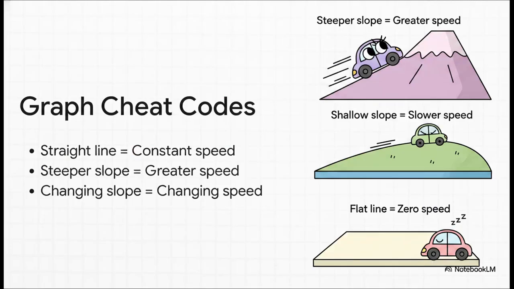To read these instantly, you just need to memorize these cheat codes. First, a perfectly straight diagonal line means the object is moving at a constant speed, no speeding up or slowing down. Second, the steeper that line looks, like a really tough hill to climb, the greater the speed. A shallow hill is slow, a steep mountain is fast. And third, if the slope curves or changes at all, it means the speed of the object is actively changing. Oh, and a quick bonus code, if the line goes perfectly flat and horizontal, time is passing, but distance isn't changing. The object is completely stopped.